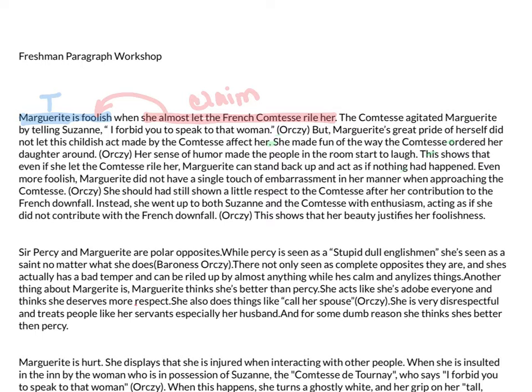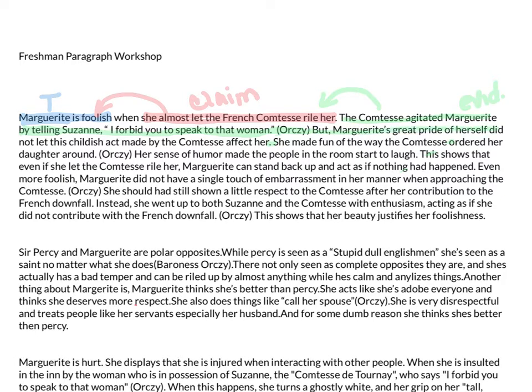So let's take a look at the next bit. The Comtesse agitated Marguerite by telling Suzanne, I forbid you to speak to that woman. What is that? Okay, that is evidence. Now, let's talk about this. Evidence. Question number 1. Most important, does that support the claim? Does that show her letting the French Comtesse rile her? It doesn't. I'm not quite sure why this is here, but let's keep reading.